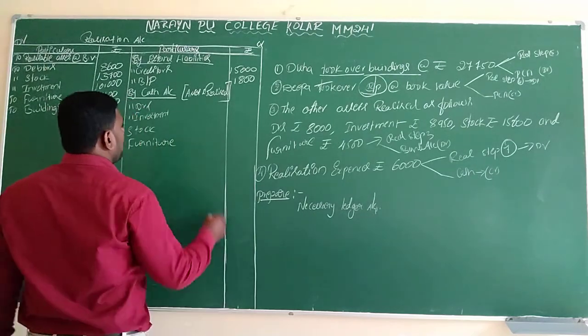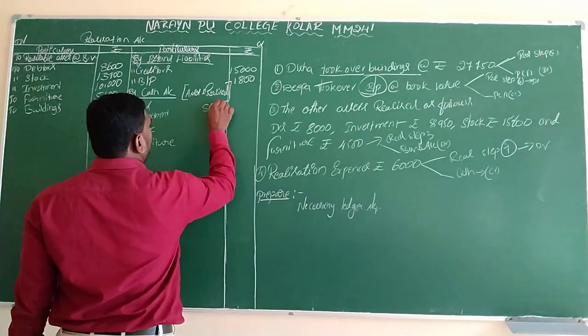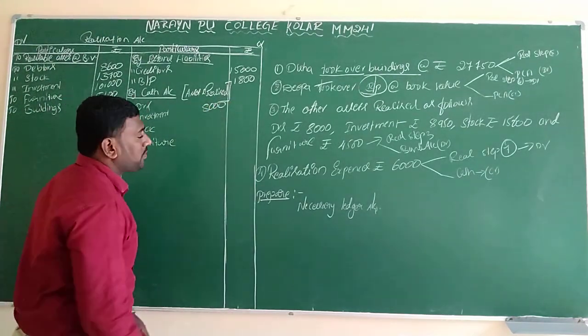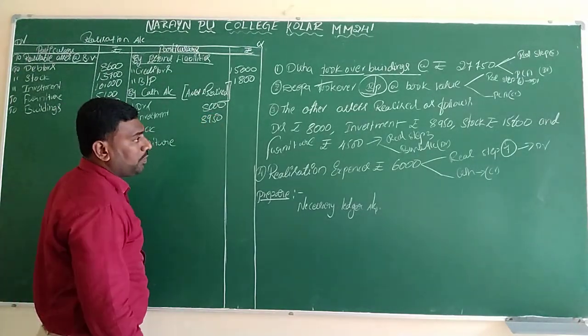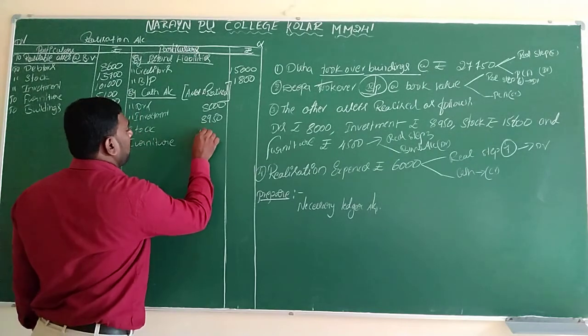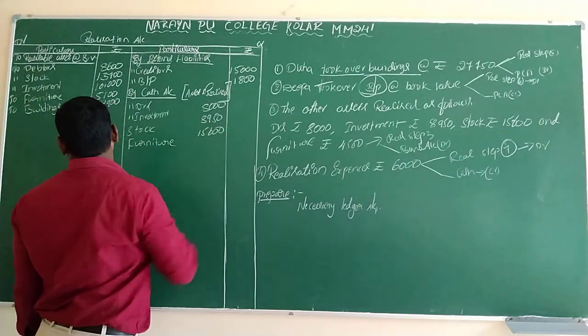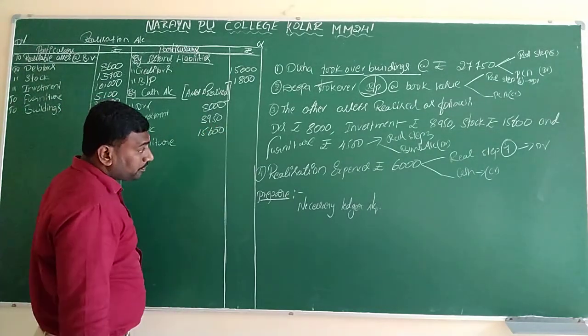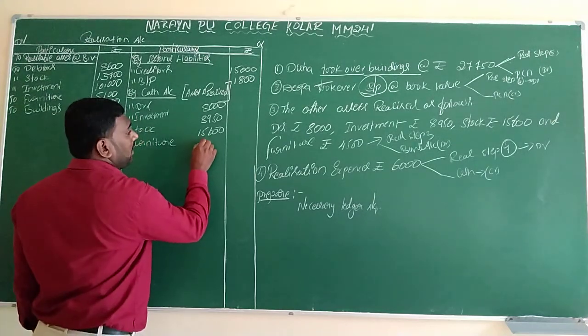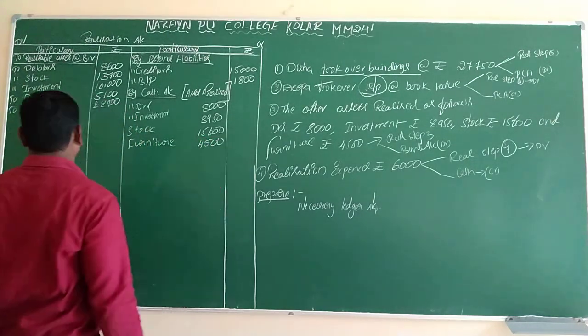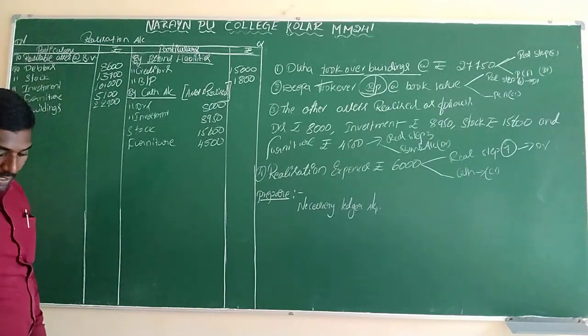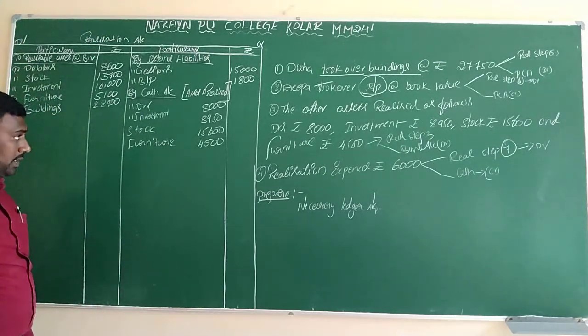So the value of debtors is 8,000. We should write in the inner column itself. Investment is 8,950. We should write in the inner column only. Stock we will write 15,600 rupees, and also we will write the value of furniture is 4,500 rupees. So totally we have to record all 4 assets only.